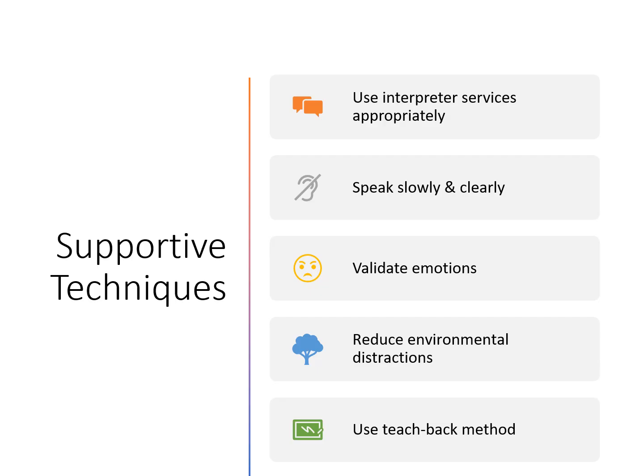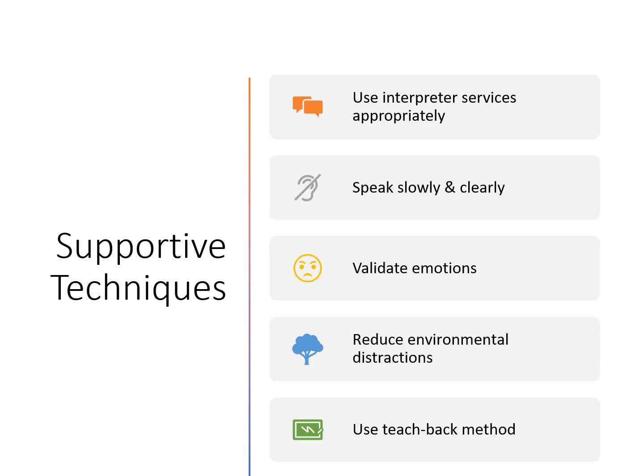Speaking slowly and clearly, we talked about using pauses between ideas, and validating emotions, like saying things such as, I can see why that would be frustrating for you. It's building trust and reducing defensiveness.